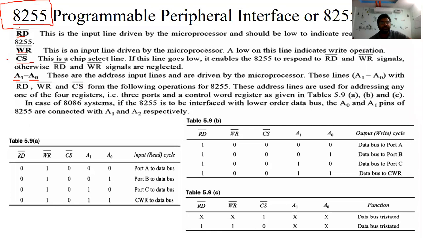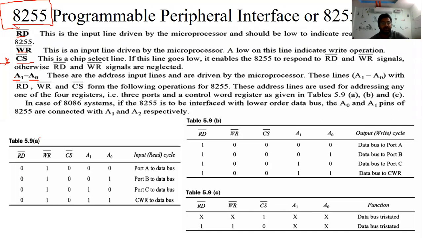One thing you should remember is that whenever CS bar is enabled, only then are the read and write operations performed by this 8255 PPI. When it is disabled, no operation is performed. What type of operation is performed and how the port works depends completely on these pins: RD bar, WR bar, CS bar, A1, A0.